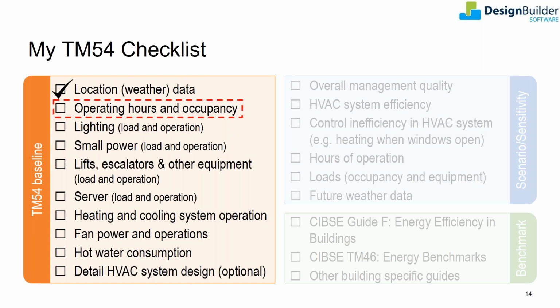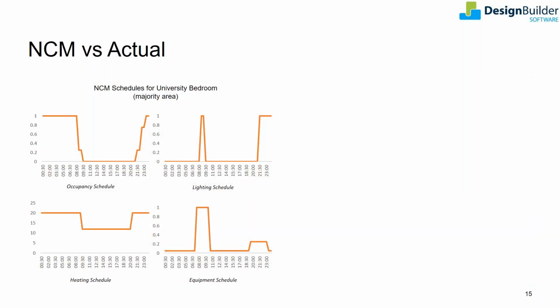Next in the checklist is the operating hours and occupancy. Intended hours of operation of a building has to be established as far as possible. These are various NCM schedules for a university bedroom space used in the compliance calculations. We see that they assume occupancy during the evenings and no occupancy during the day.